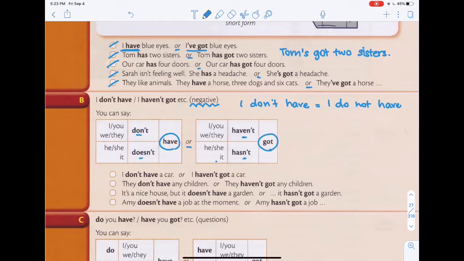So one thing to take note of is if you use don't and doesn't, you cannot use has. Alright, you have to use have. So I don't have. It doesn't have. But for he, she, and it, if you use hasn't, then it'll be got. Okay? So this one you have to remember.